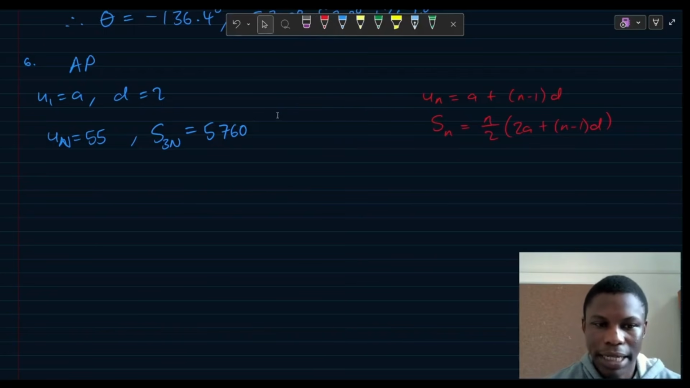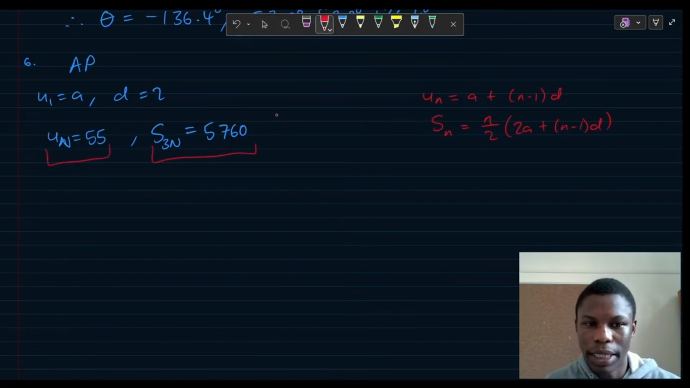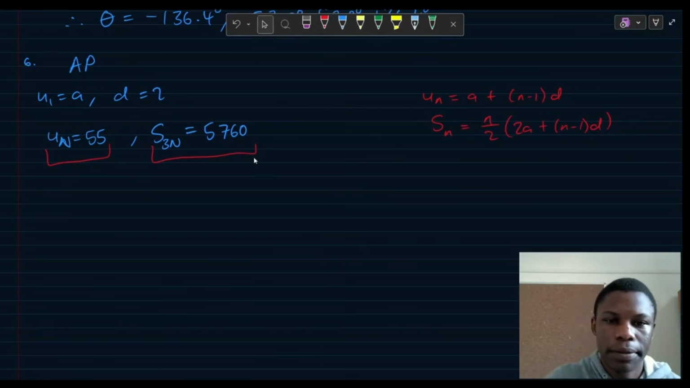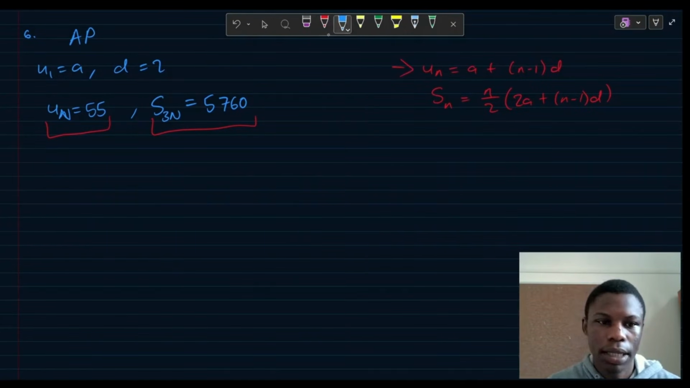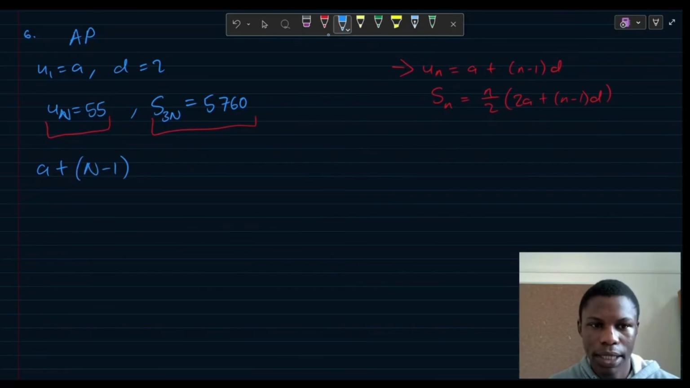Our goal here is to find n and a. We've got these two pieces of information. We can use those to create two simultaneous equations in terms of n and a, and then solve those simultaneously. Right. So u_n, we can substitute into the nth term formula there. That would be a plus (n minus 1)d. So our n is the big N minus 1. d is 2.